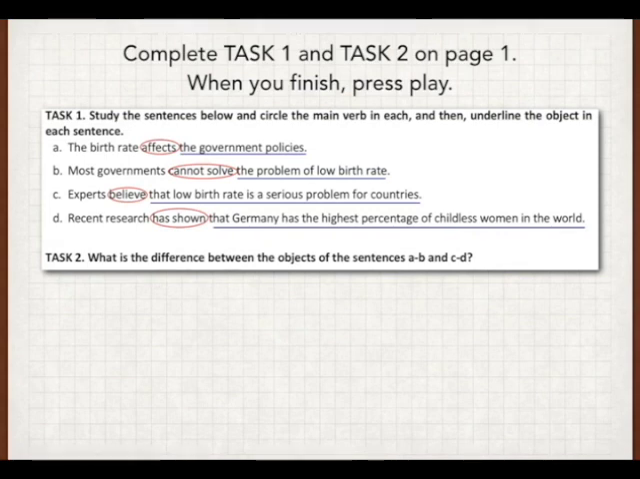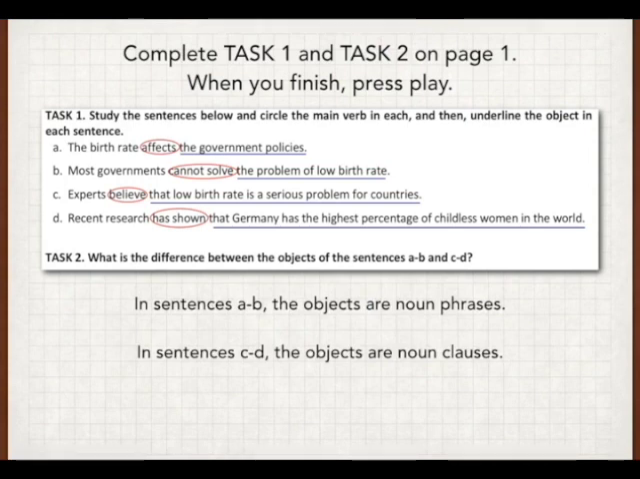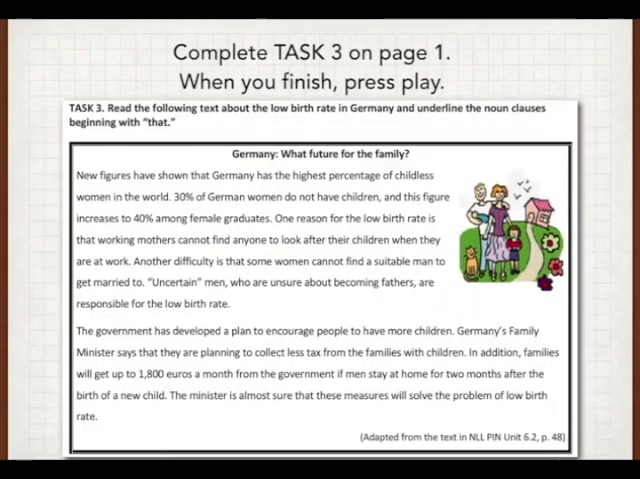Okay, so what is the difference between the objects of sentences A and B and C and D? Well, the difference is, in sentences A and B, the objects are noun phrases. In sentences C and D, the objects are instead noun clauses, because they are a sentence with that at the beginning. Okay, now let's look at the handout and let's look at task 3 on page 1.